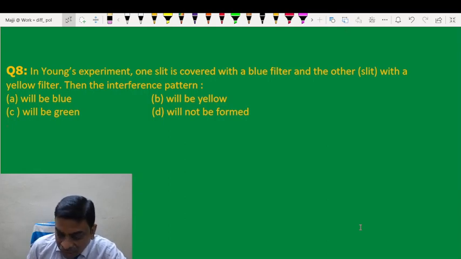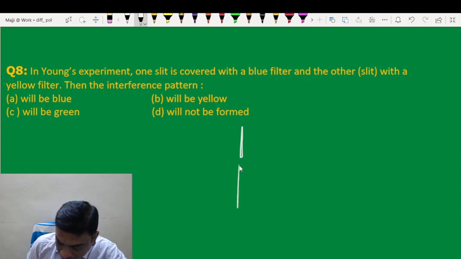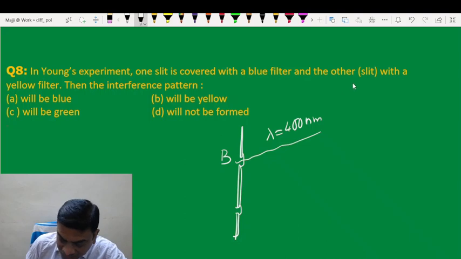Coming to question 8, in YDSE, one slit is covered with a blue filter and the other with a yellow filter. Now here you see, students, both the sources do not have the same wavelength, because the slit covered with the blue filter will start emitting blue light. Blue light has its own wavelength, perhaps let us say 400 nanometer. The other slit is covered with a yellow filter, so it will start emitting yellow color. Yellow color has a wavelength probably around 600 nanometer approximately.